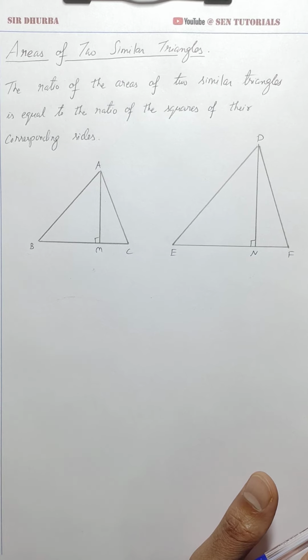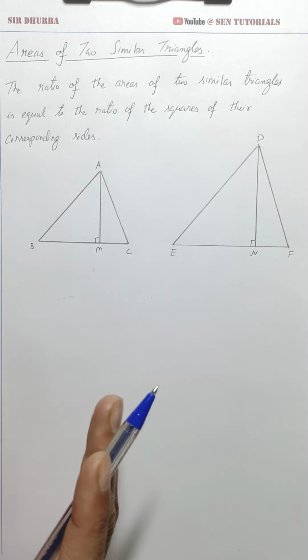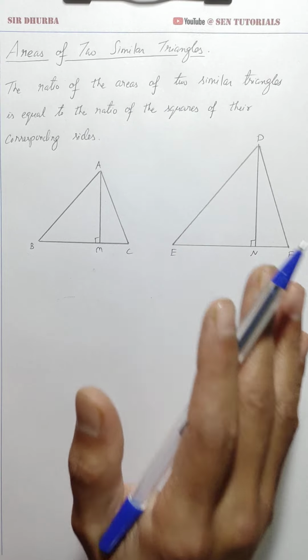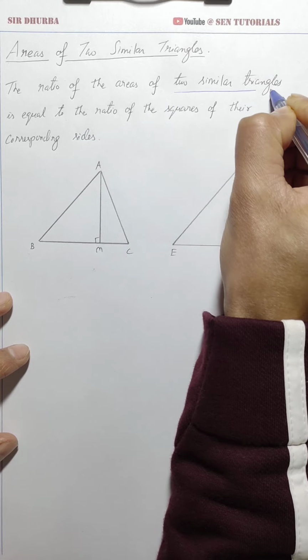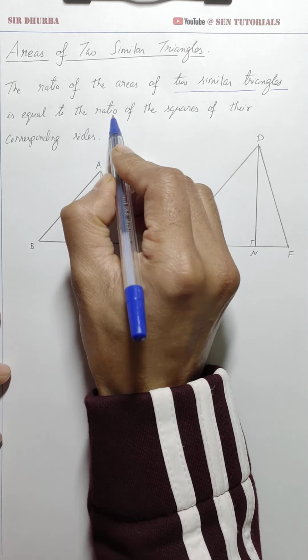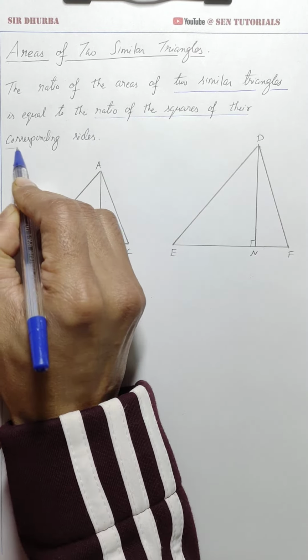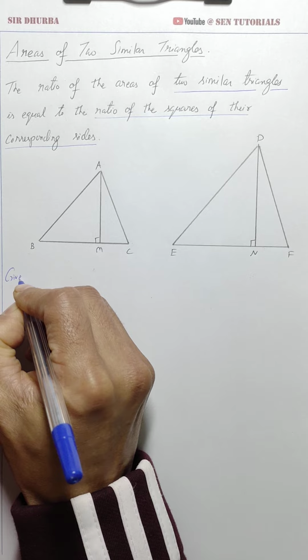Here today in this video, we will be discussing another very important theorem of similar triangles. What happens to the areas of two similar triangles? Okay, so we'll just focus on this particular theorem only for this video. Now, as the theorem states, the ratio of the areas of two similar triangles, that means we already have two triangles which are similar, is equal to the ratio of the squares of their corresponding sides. So what it means is, okay, let's first write down what is given.